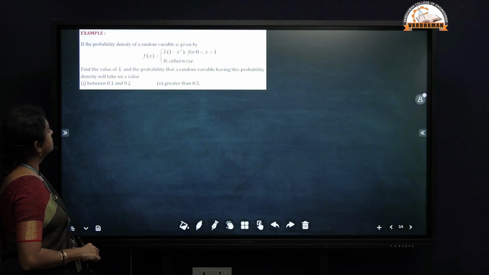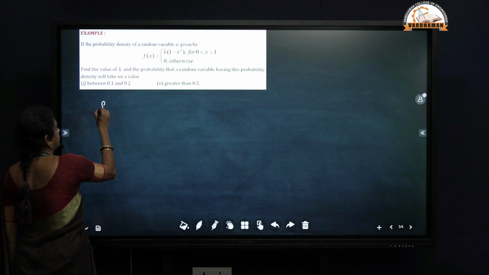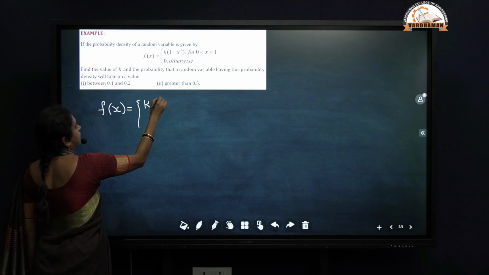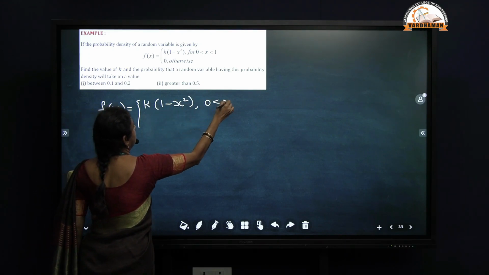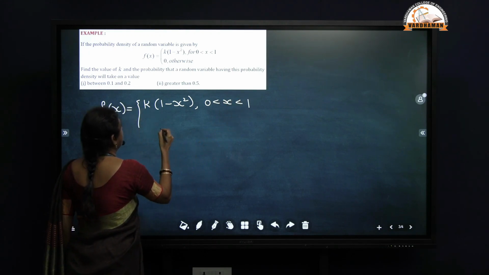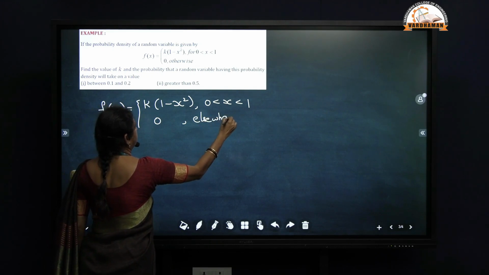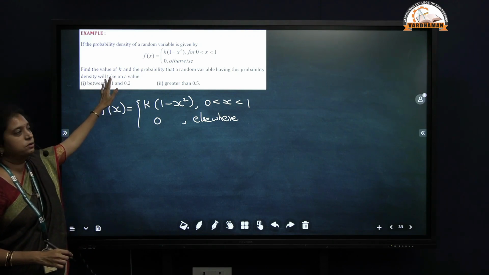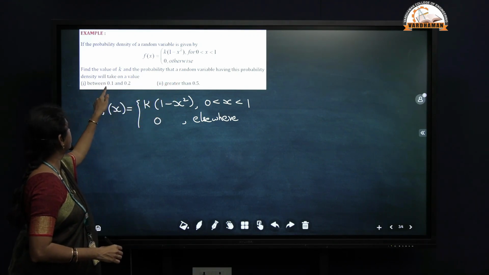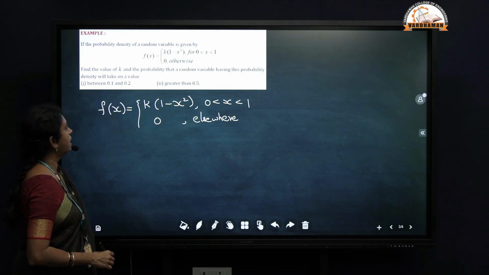If the probability density function of a random variable is given by f of x equal to k of 1 minus x square between limits 0 less than x less than 1 and is 0 elsewhere. We have to find the value of k and also the probability values between 0.1 and 0.2 and greater than 0.5. So first I'll find out the value of k.